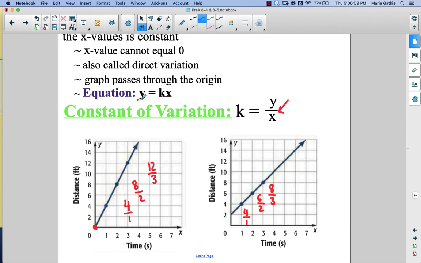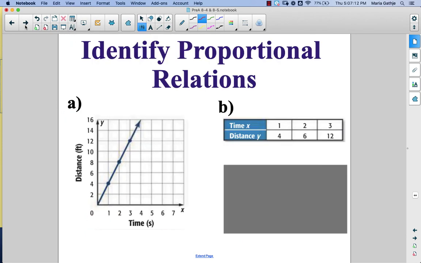To write a direct variation, it's written in the form y equals kx. And again, that k is the ratio, the y divided by the x. So, looking at identifying, this first one, they give us a graph. As I just said, if it goes through 0, 0, this would be a proportional or a direct variation relationship. I want you to go ahead and decide, is this table, which is a separate problem, it does not relate to problem A, is this table showing a proportional relationship?